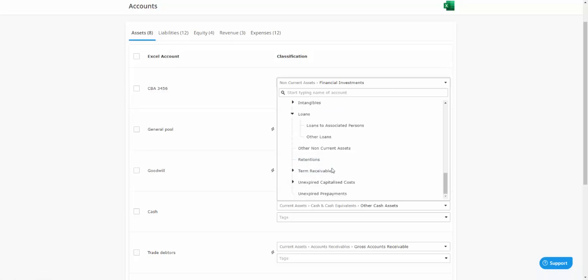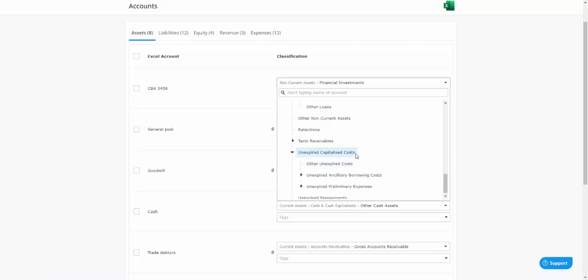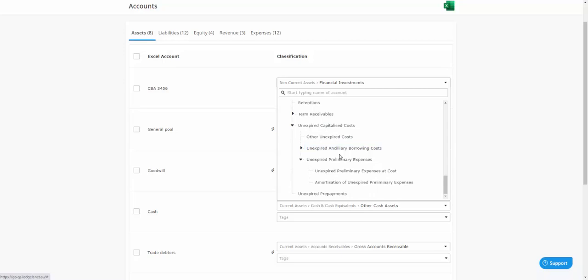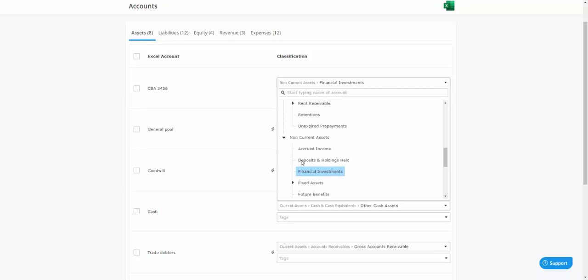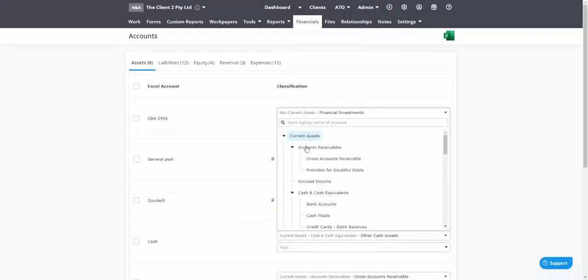Non-current retentions. Term receivables. Term receivables would be receivables that have life cycles longer than 12 months. Unexpired capital costs, any of those sort of costs of setting up the business. Those would be your preliminary expenses, and there are tax rulings on how you can depreciate these things at an accelerated rate, so watch out for that. So that's your current assets.